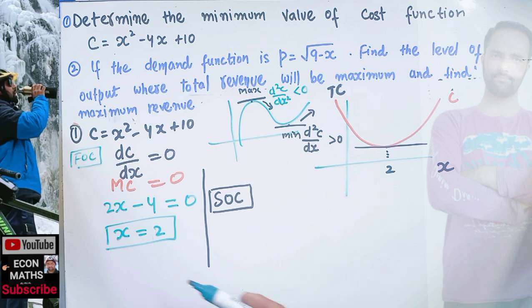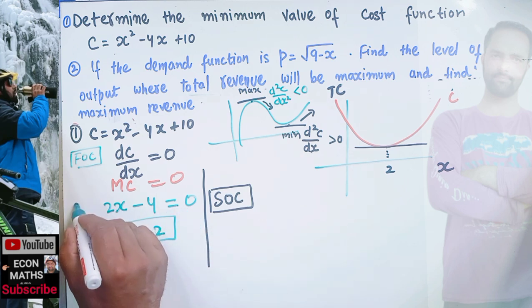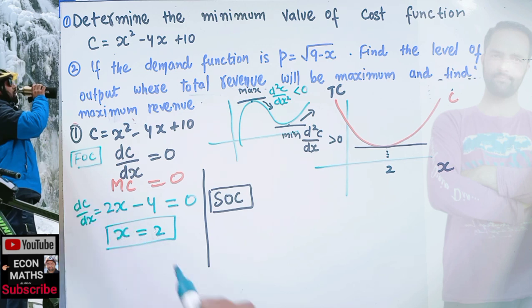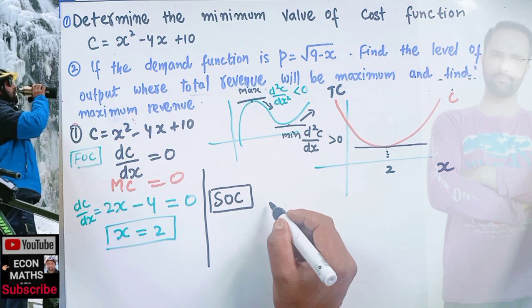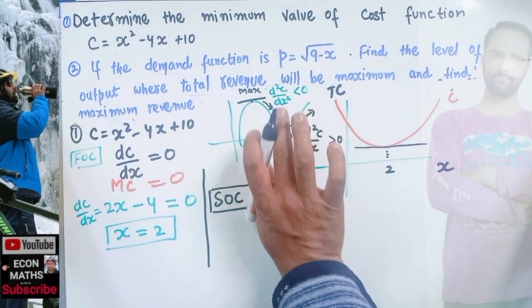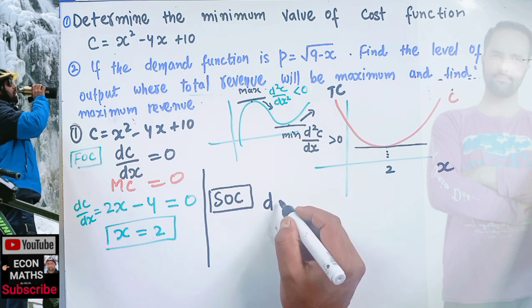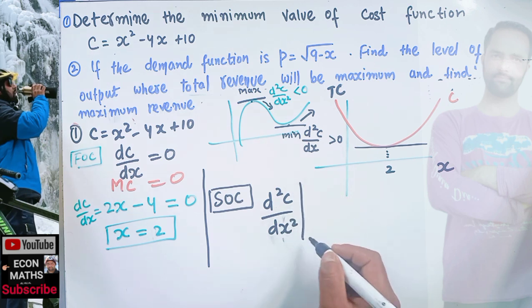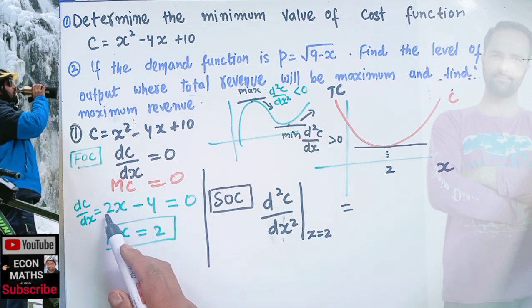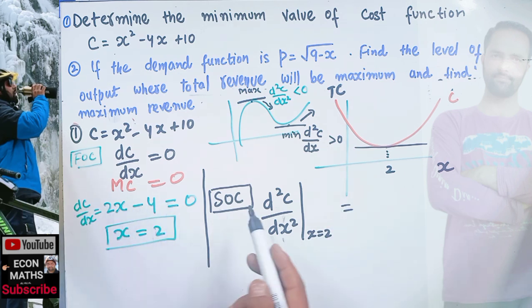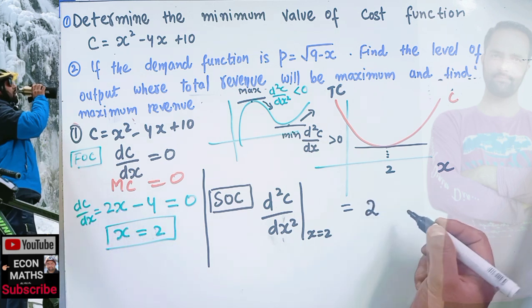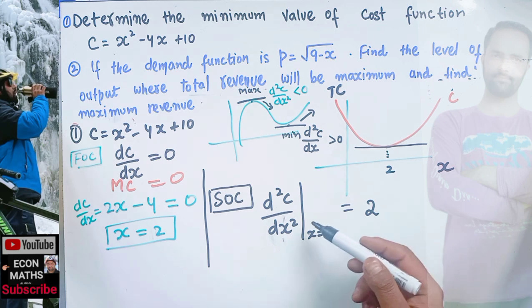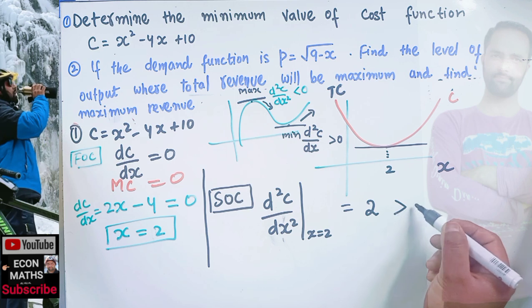So let's take the second order derivative. This is our dC/dx. Second order derivative means d²C/dx², evaluated at the critical point x = 2. What is the second order derivative? It is the derivative of this first derivative. Taking the derivative of the first derivative gives us the second derivative. The derivative of 2x is 2, and the derivative of the constant is 0, so we are left with only 2. Here we can see we got 2, which is greater than 0.